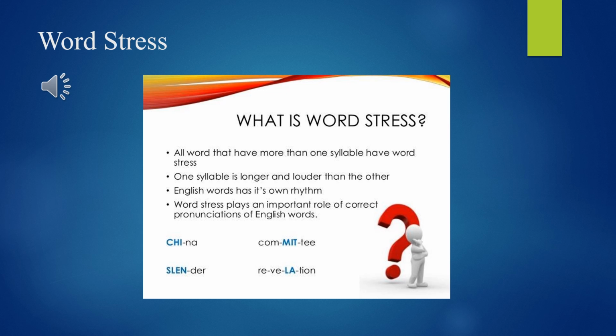Word stress also plays a very important role in pronunciation. All words that have more than one syllable have word stress. One syllable is longer and louder than the other. English words have their own rhythm. Word stress plays an important role in the correct pronunciation of English words. China, slender, committee, and revelation, for instance.